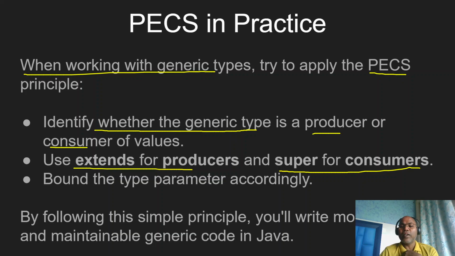So our objective as software engineers is to visualize: this is the class I'm going to write, the generic class, and it is for producing value. That means we have to extend. This class is designed for consuming value, so let's go for the super. Accordingly, you have to design the bounded type parameters. So this is a simple rule: producer extend, consumer super. If you are aware of this principle while writing code, you write maintainable and robust code.